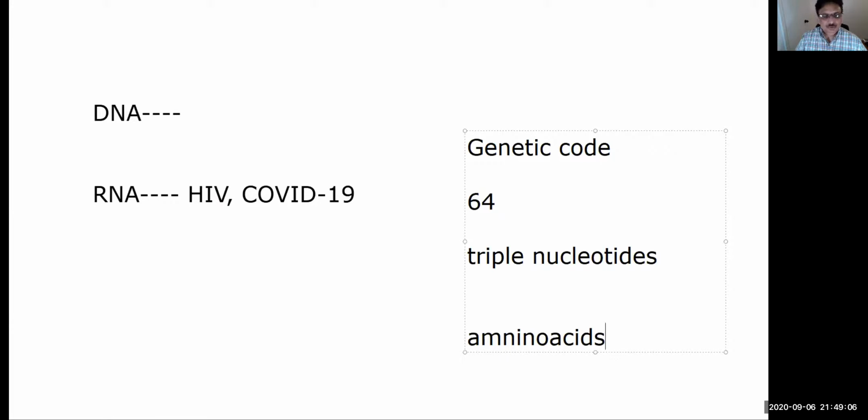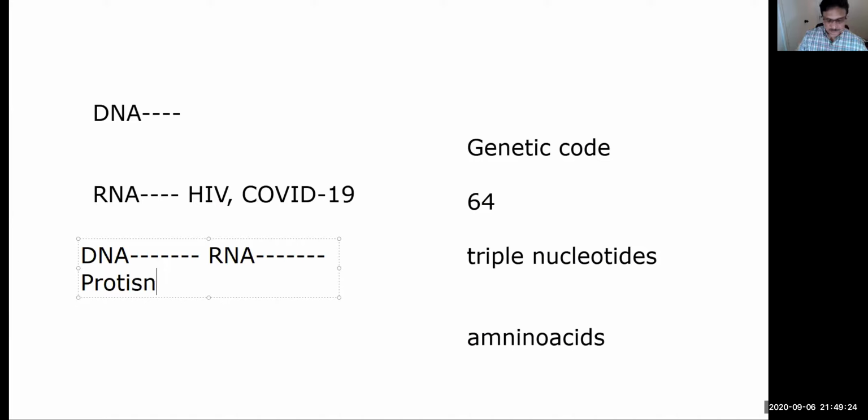So why do I make this point here? What is the central dogma of biology? The central dogma is that DNA is the genetic material that serves as a template for RNA, and RNA serves as a template for proteins. DNA to RNA is called transcription, and RNA to protein is called translation.